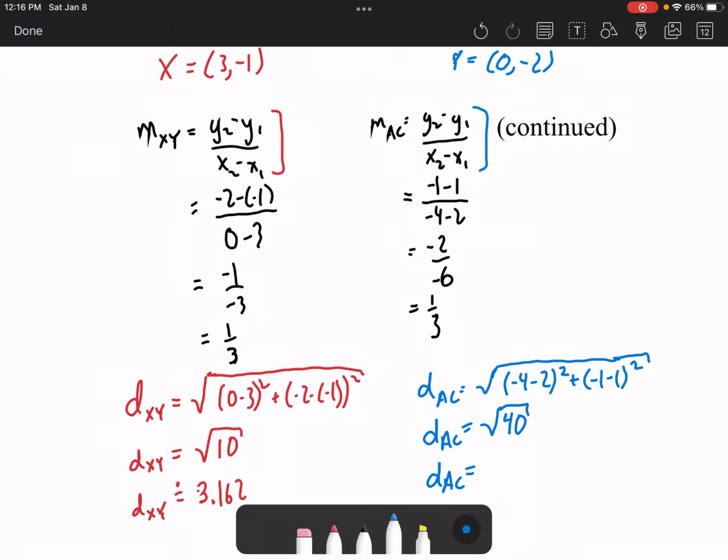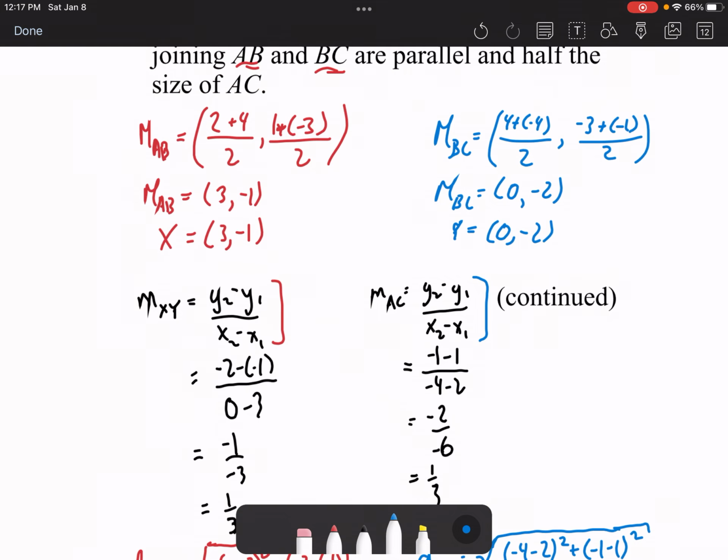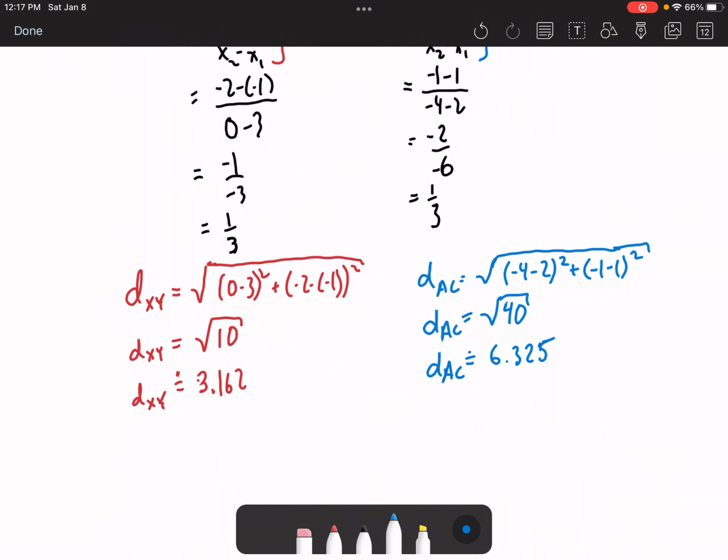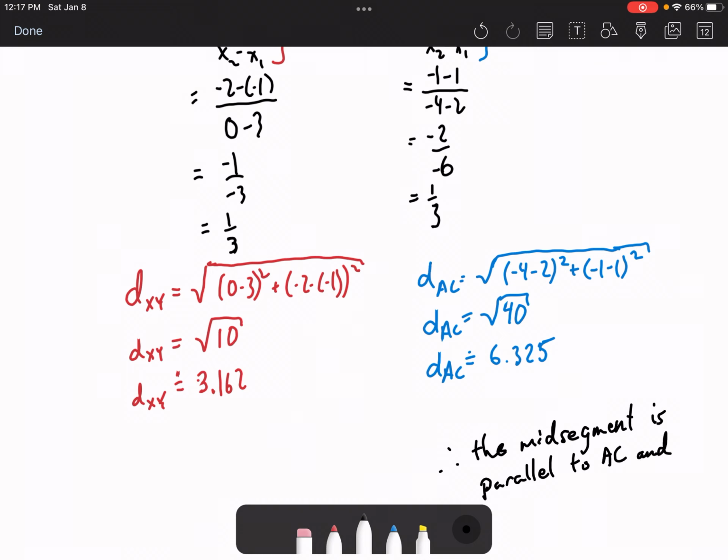The square root of 40 turns out to be approximately 6.325 when rounded, which you can see is double the length of XY. And therefore, this proves that AC is double the length of XY and that it's parallel. So let's write a concluding statement. Therefore, the mid-segment is parallel to AC and half the size.